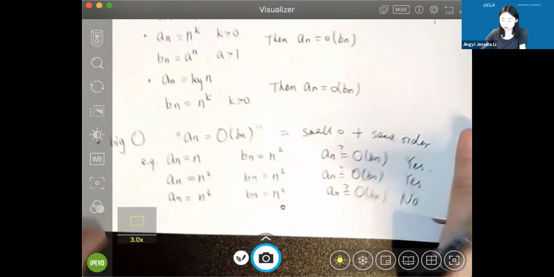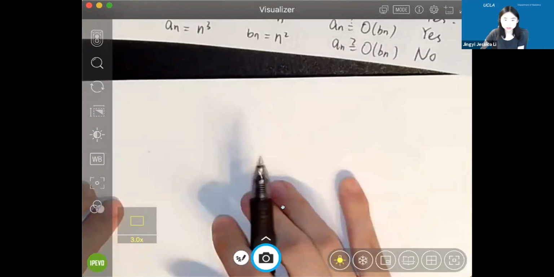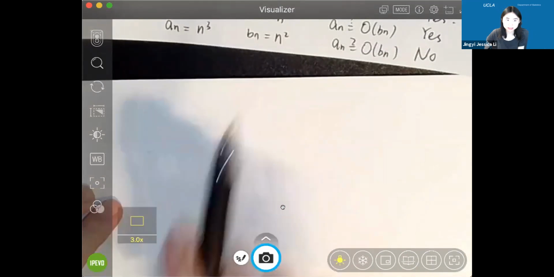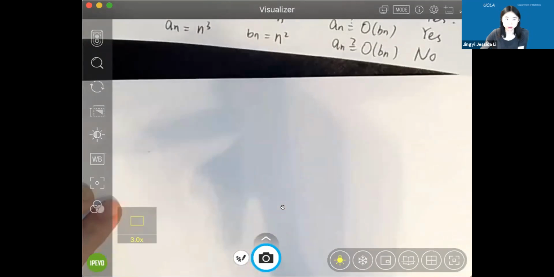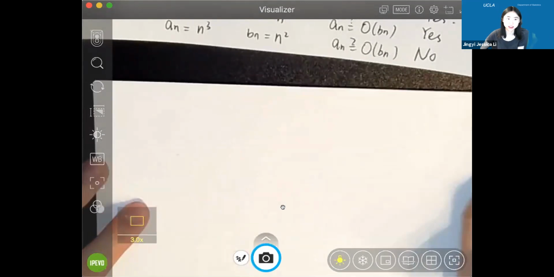Okay, so I'm going to write this. And also the reason I want to use the projector and notes and paper is that after the lecture, I can scan my notes and send it to CCLE. So I think that's more convenient, better than using an iPad.